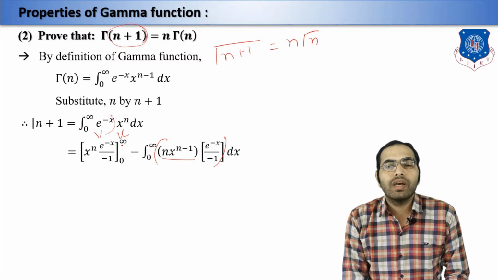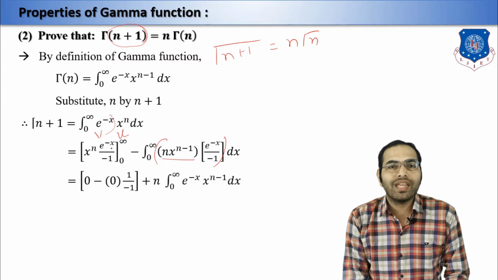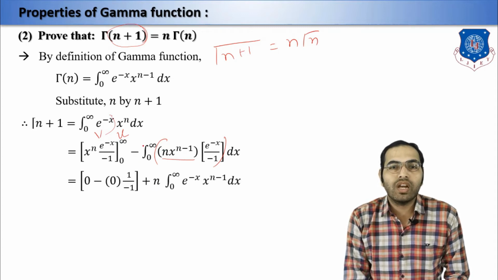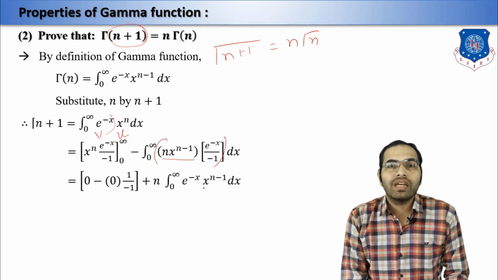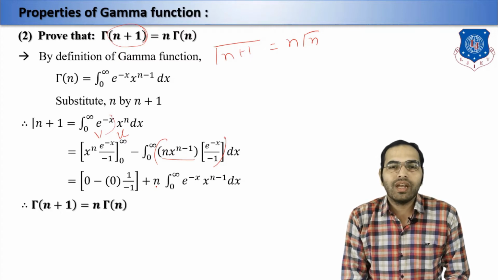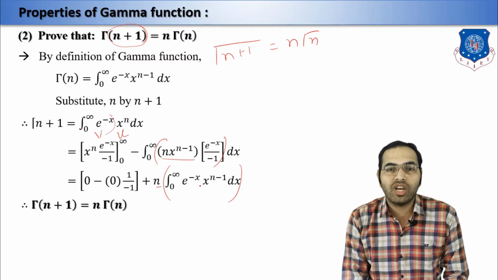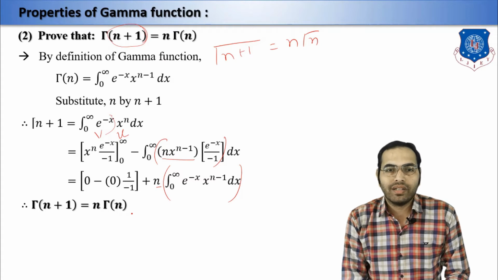In the first term, applying the limits, means upper limit minus lower limit, then e raised to minus infinity, that is 0, and 0 into anything, that is 0. Here minus sign will become positive, and n which is constant comes outside, means n into integral 0 to infinity e raised to minus x, x raised to n minus 1 dx. Then here n is kept as it is, and the remaining term is the definition of gamma function, means we can write it as n gamma n.